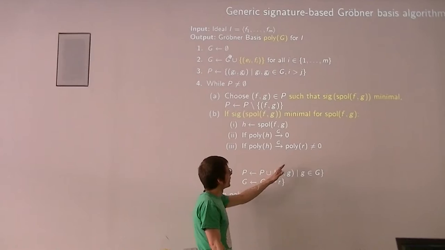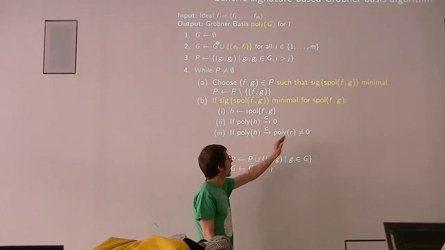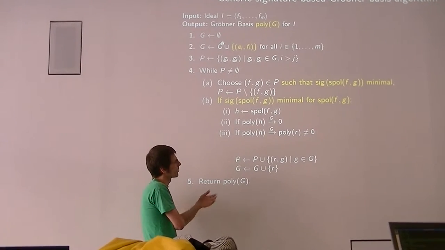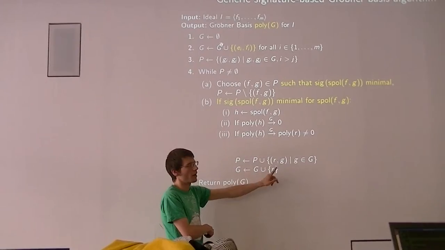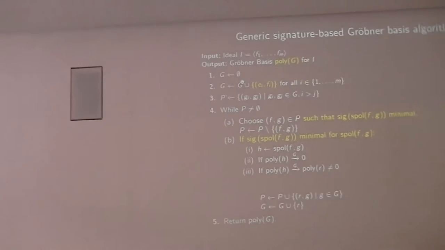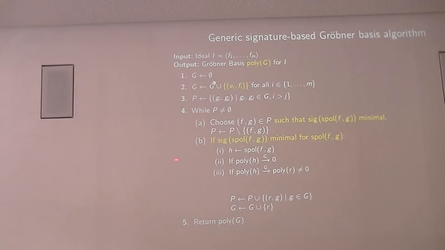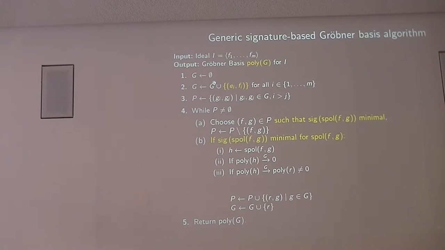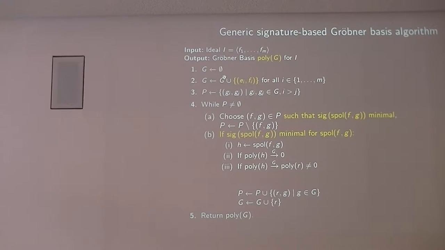Or it could end up non-zero, so we end up with an element R whose polynomial part is non-zero. But then in the usual Buchberger algorithm, you build new pairs with this new element R and the elements you have already in G, and then you add this R to your set G. And then at the end, you would return poly of G. The problem is that if we can do this well, then we have our goal, but we haven't done our task, namely that we have to look for the correctness of our signatures.